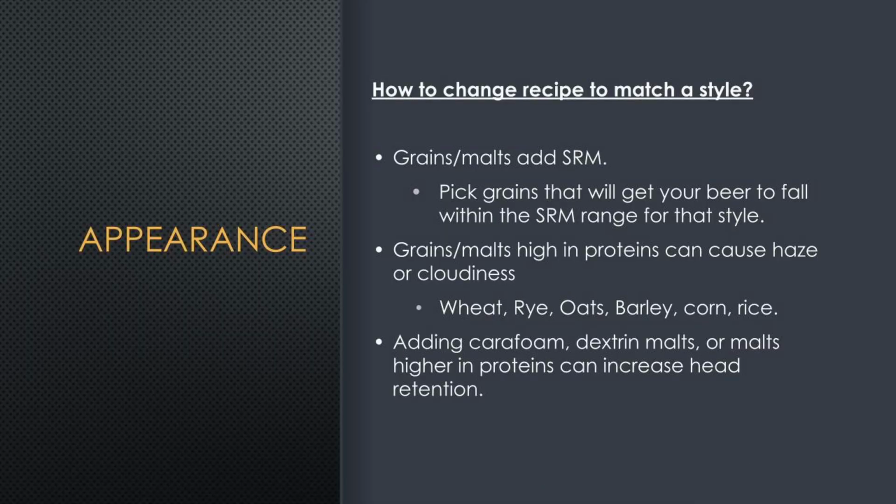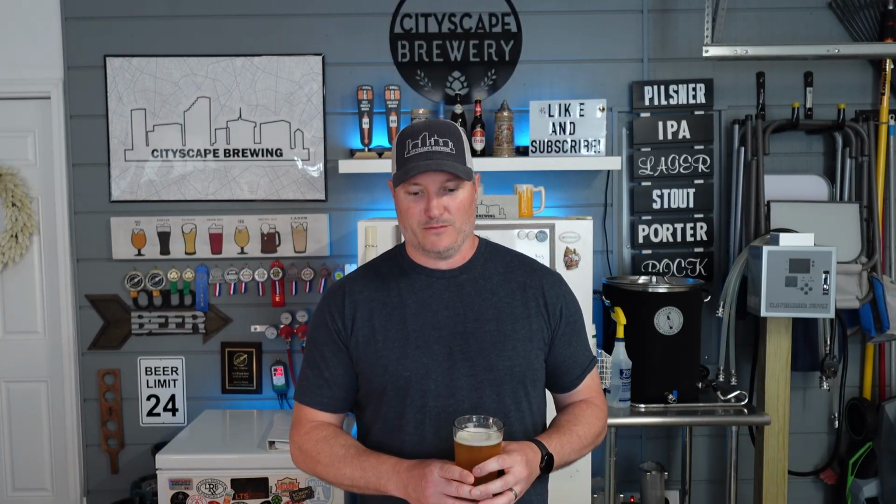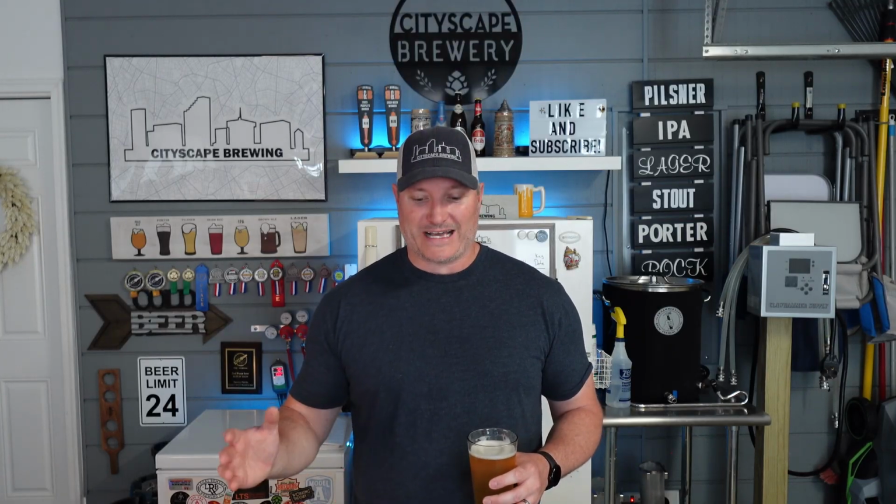So how do you change that appearance, right? Well, grains and malt add all of the color to your beer. And so you're going to want to pick grains that will get your beer to fall within that certain SRM range, which is the color range that stands for Standard Reference Method for that style. For instance, an ESB is on the lower end of that spectrum, but a porter, for instance, will have a higher SRM because of the darker malts that are required.